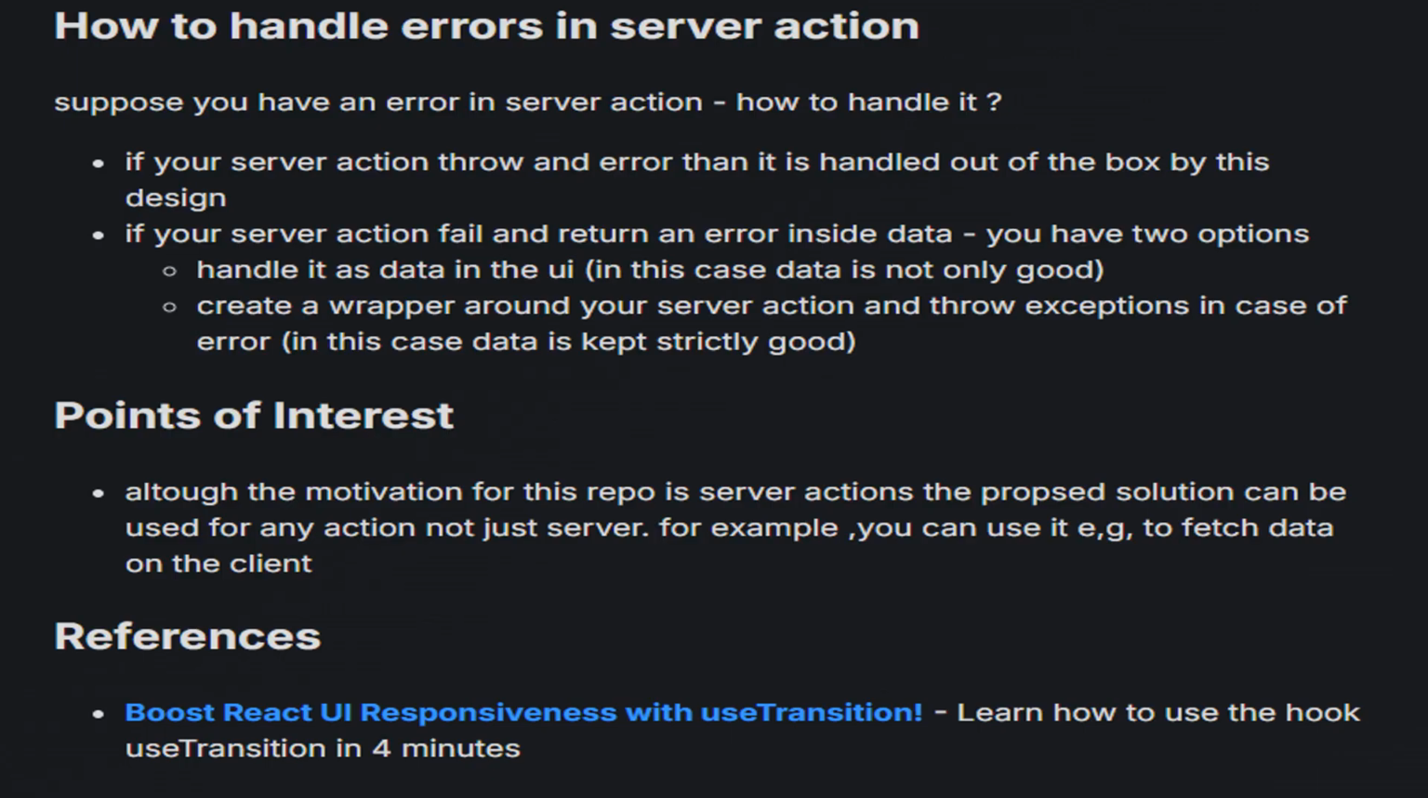In handling server action errors, there are 2 main scenarios. 1. If the server action throws an error, the system handles it automatically. 2. If the action fails and returns an error within the data, you have 2 options. Handle the error as part of the data in the UI, meaning the data may have mixed quality. Or wrap the server action in a structure that throws exceptions for errors, ensuring the data remains strictly valid. This approach allows for flexibility in error management while maintaining data integrity.